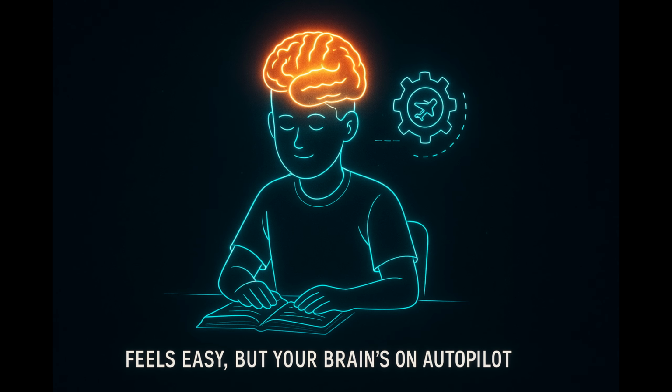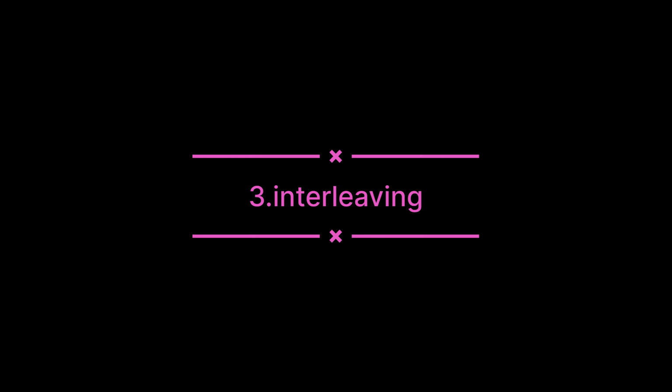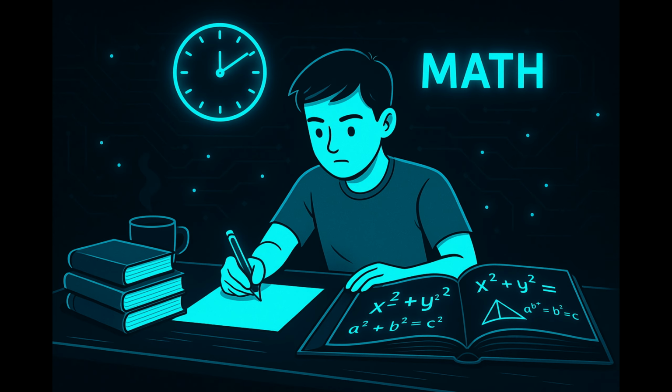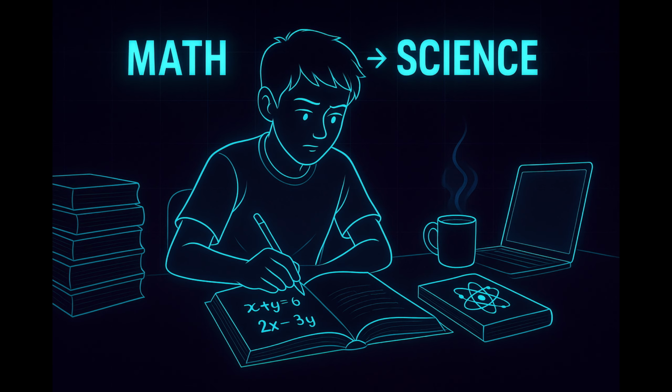By using a method called interleaving, which means mixing different topics or types of problems during a single study session instead of focusing on just one thing. For example, instead of learning maths for an entire day, try to learn maths, science, and other subjects, more than two subjects in the same day.